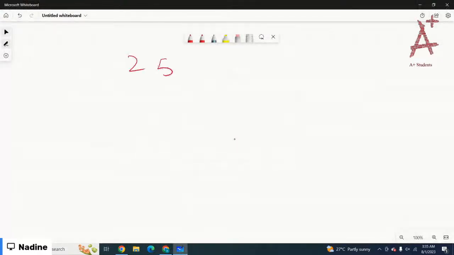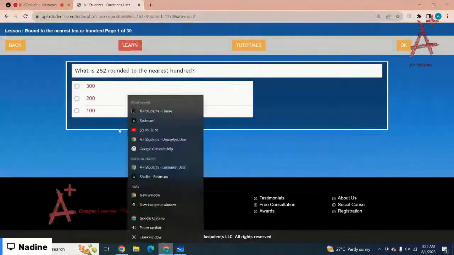So here is the hundreds digit, right? You have to look at the digit right next to it. Here you have 5. 5 is equal to 5. When they are equal, that means you have to round to the next 100. The next 100 is 3. Then you have to replace the other two digits with 0, so that would be 300. The correct option is 300. Got it?